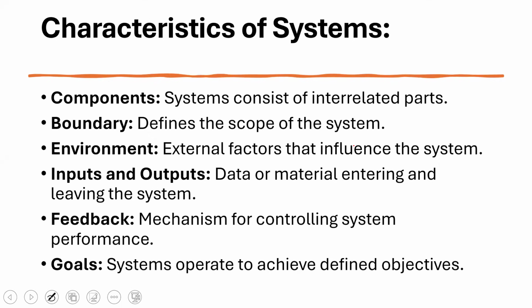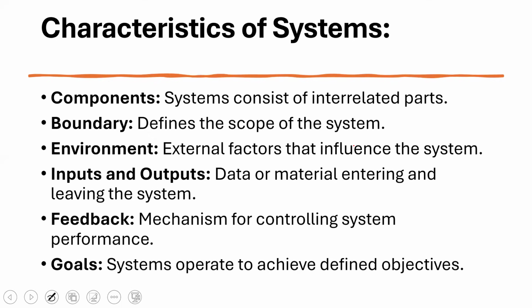The second characteristic is boundary. Boundary defines the scope of the system. It tells you what is inside of the system and what is outside of the system. That is the boundary, okay? It tells you that this system begins from this point and then closes at this point. Another concept of the boundary is that it also tells you what is outside, its environment, okay? Now, environment is like the external factors that influence the system. So everything that is outside of the boundary is the environment.